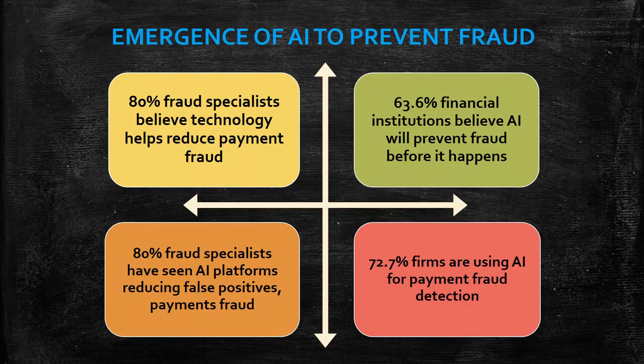So, the emergence of artificial intelligence to prevent fraud: 80% of fraud specialists believe that technology will help reduce payment fraud. 63.6% of financial institutions believe AI will prevent fraud before it happens. And the same 80% have seen AI platforms reducing false positives in payment fraud. In artificial intelligence, the predictions that we make give false positives and false negatives. A false positive is when I am genuine, but I am still labeled as fraudulent. Even though the company won't lose much money in false positives, it will seriously dent the reputation of the person.